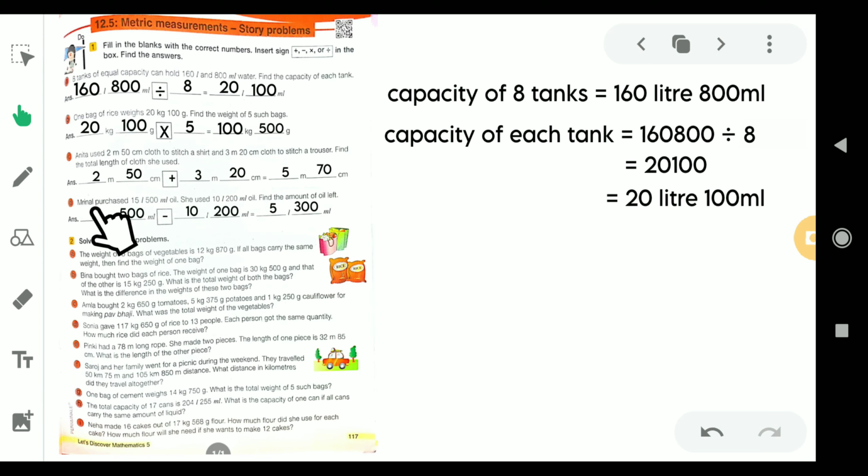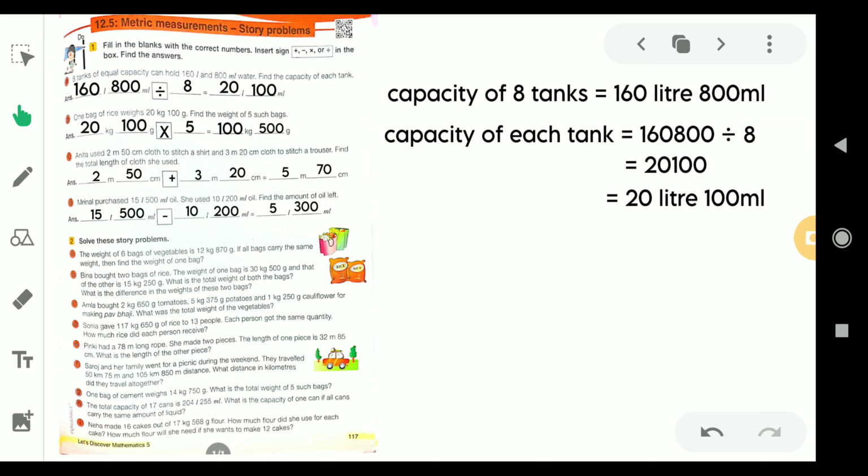And the next question is, Mrinal purchased 15 liter 500 ml of oil, and out of this she has used only 10 liter 200 ml oil for preparing the food. Find the amount of oil which is left. So the total quantity of the oil is 15 liter 500 ml, of which she has used only 10 liter and 200 ml, so we have to subtract it. And when you subtract this quantity of oil from the total, the remaining oil will be 15 minus 10, that is 5 liter, and 500 ml minus 200 ml would be 300 ml. So this is the amount of oil which is left.